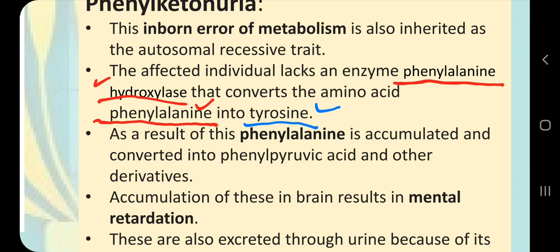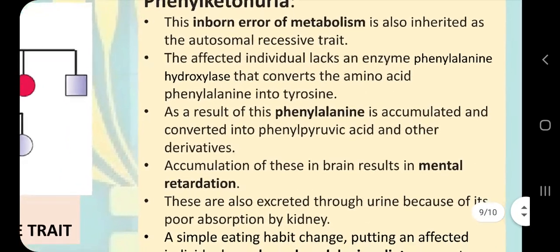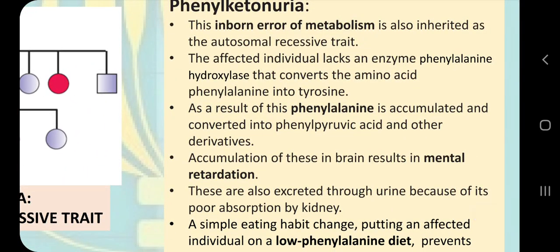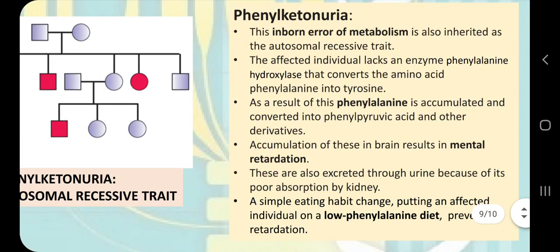phenylalanine will be accumulated in the body, because if it is converted into tyrosine naturally, tyrosine will be used up in our body in natural conditions. As a result of this, phenylalanine, which is also a different amino acid, is accumulated and converted into phenylpyruvic acid, which is harmful to us. Phenylpyruvic acid and other derivatives. Accumulation of these things in the brain can cause mental retardation, and because of these molecules, individuals who have phenylketonuria have smelly urine, very smelly, like fishy urine. So these errors were identified because of these traits.